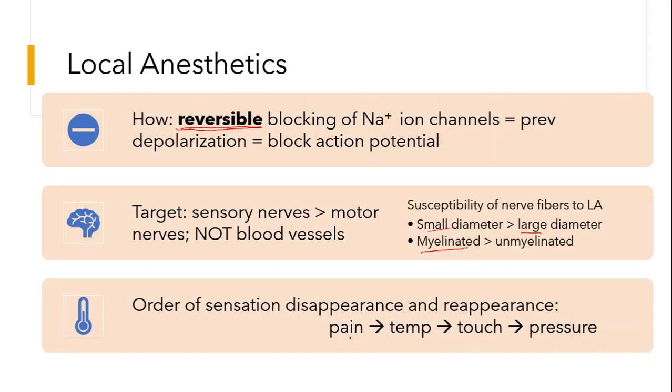So, first thing that disappears would be pain, and then the second one would be temperature, the third one would be touch, and then the last one to disappear would be pressure. If you placed a good amount of local anesthetics, then even pressure would disappear. But with just a sufficient amount, this is the order of disappearance: pain, temperature, touch, and then pressure. Now, as to the order of reappearance, pressure reappears first, followed by touch, then temperature, and then pain. So the arrow goes the other way as the local anesthetic wears off.